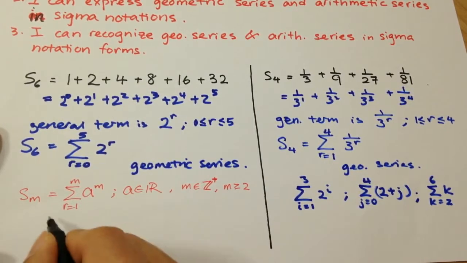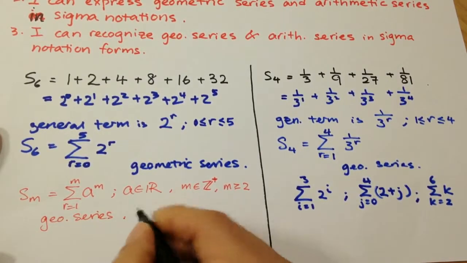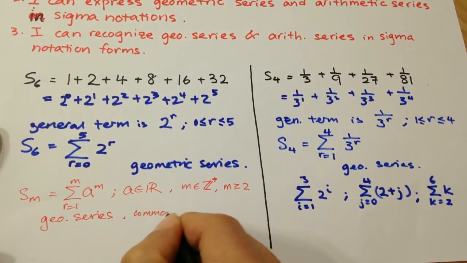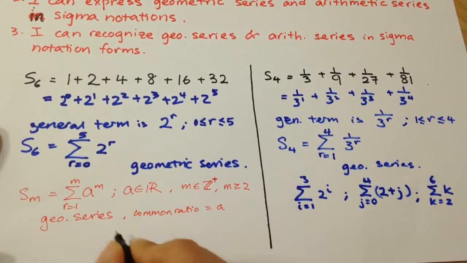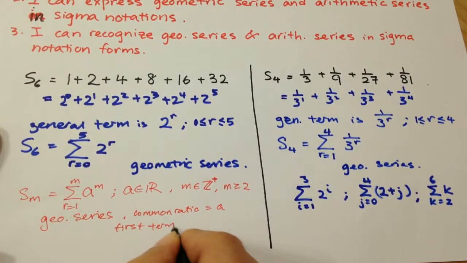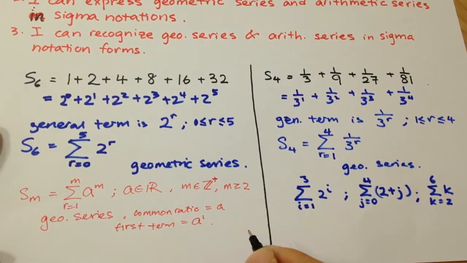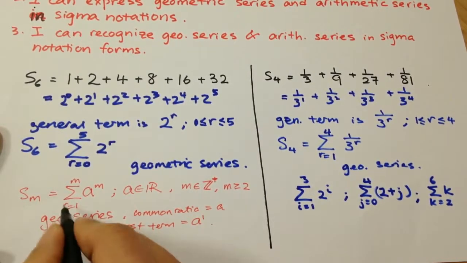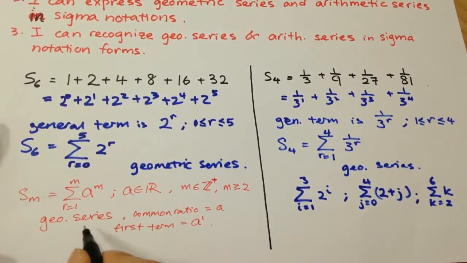This particular form is actually a form of geometric series, where the common ratio is equal to a, and the first term in this case is a to the power of 1. Right. So next time when you see this particular notation, you should recognize it as a geometric series.